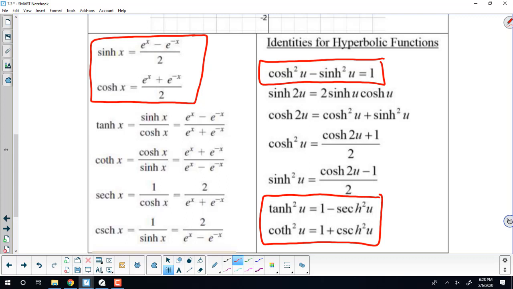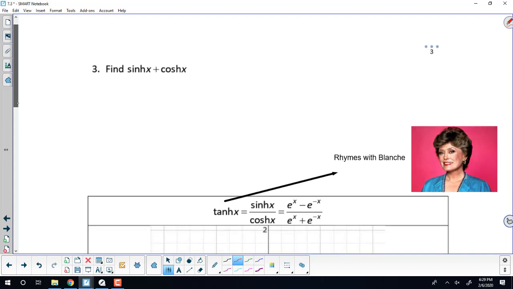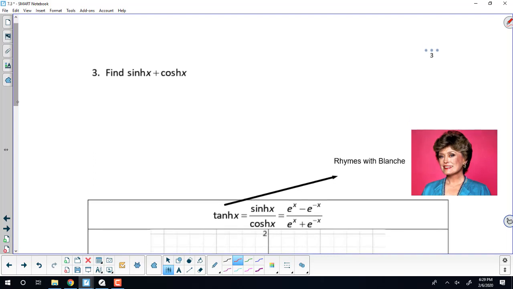We have a similar relationship between the reciprocal functions that we did with circular trig functions, so you can just remember that. I won't ask you what the exponential definitions are of the ones that we didn't box, but for sure for hyperbolic sine and hyperbolic cosine, you should know those. Okay. This is just a graph of the hyperbolic tangent function. It rhymes with Blanche, so they say tanh or hyperbolic tangent. It's defined as hyperbolic sine over hyperbolic cosine, and when you actually do that work, you end up with this here.